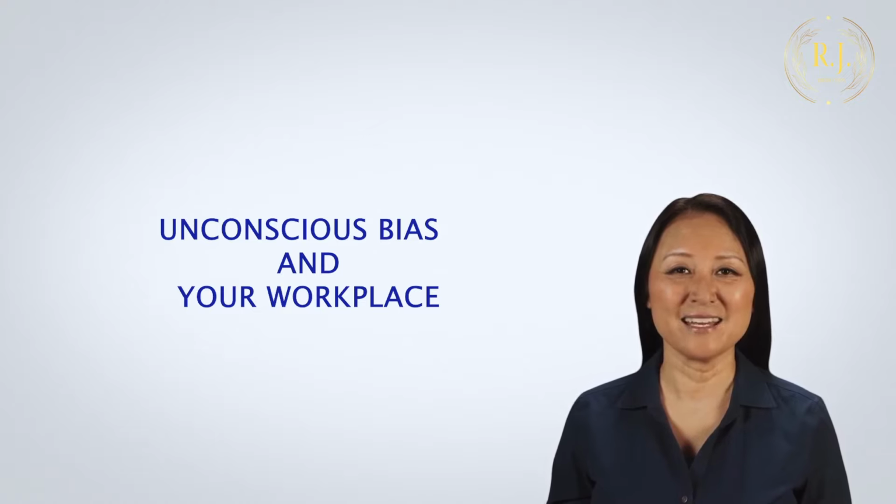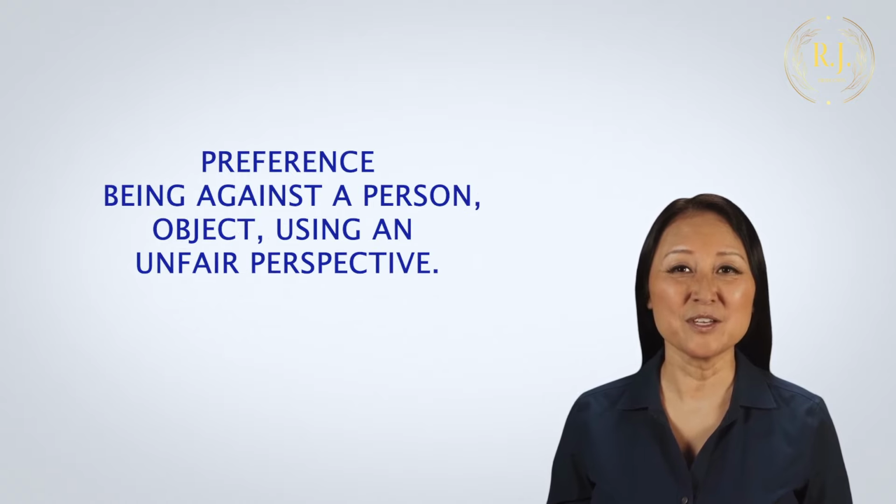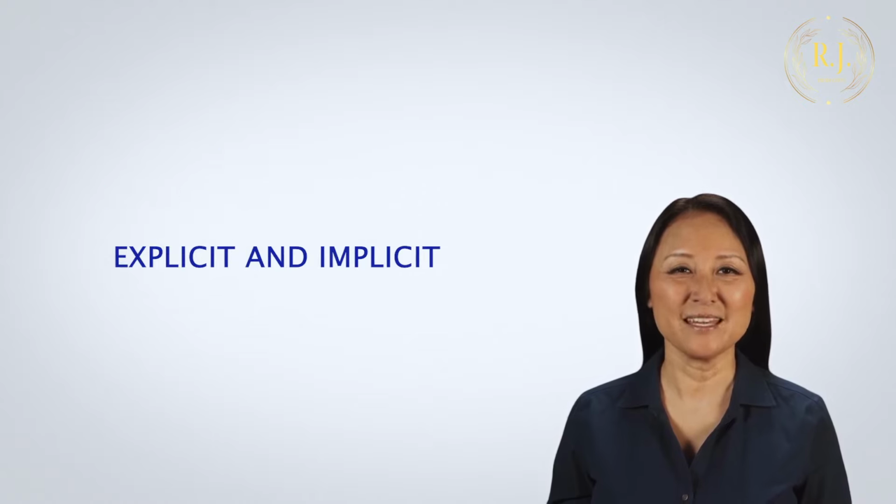Let me begin by saying that a bias is having preference or being against a person, object, or a group using an unfair perspective. There are two types of biases: explicit and implicit. Explicit or conscious bias is when someone has a clear understanding about his or her feelings and attitudes towards others. He or she is aware of the actions needed to extend conscious preferences.